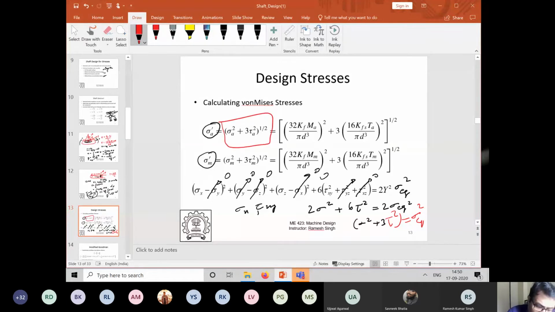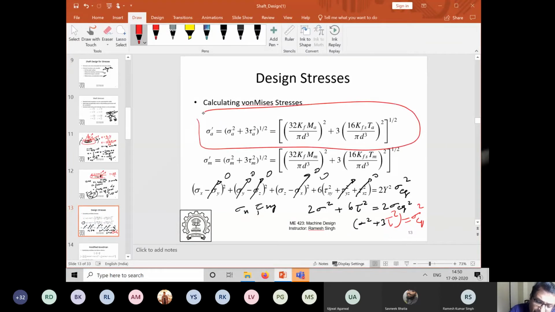So for calculating your mid-range and alternating stresses, you can plug in these relationships. This is for alternating, this is for mid-range. But now you have a composite relationship for both sigma and tau. Okay, let me go back to the full screen now.